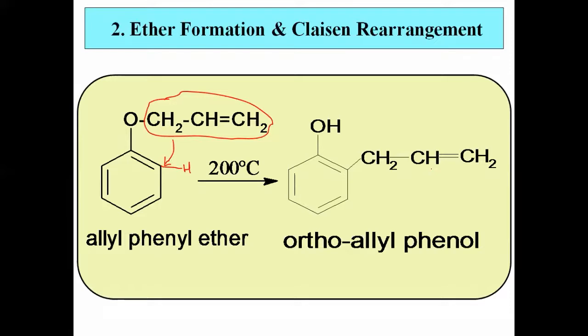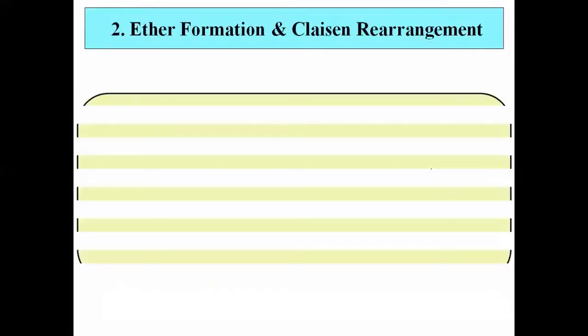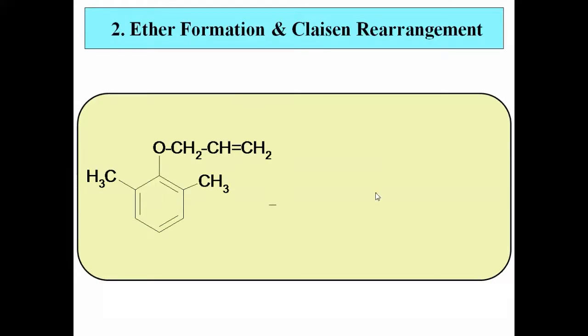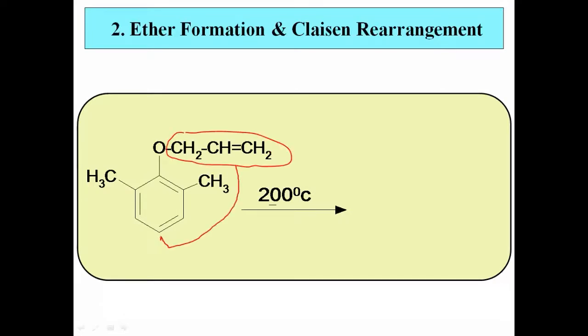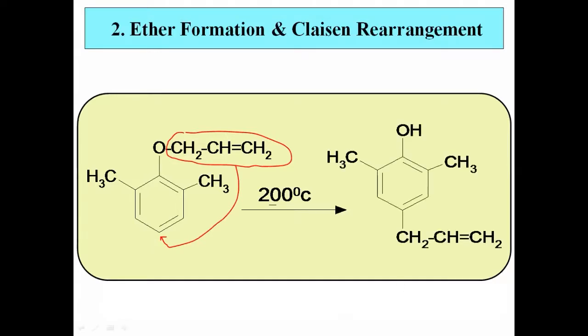Okay, let us see one more. Let us look at one more example in this. Suppose this is the allyl phenyl ether again, but in this case that compound is strongly heated at 200 degrees Celsius. Now here both the ortho positions are blocked. In this case, both the ortho positions are blocked because there are two methyl groups there. In that case, allyl group migrates to the para position. It migrates to the para position, and we get the corresponding para product. Okay, this is the corresponding para product.